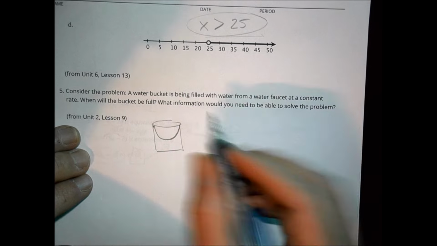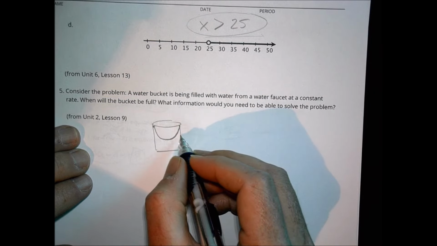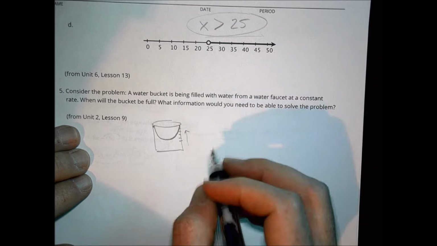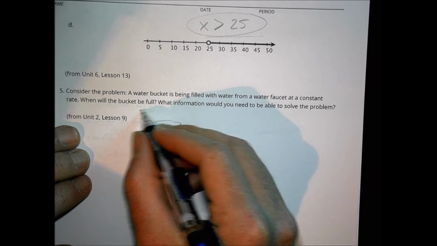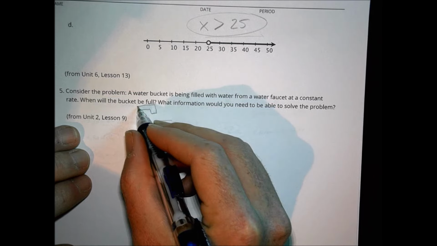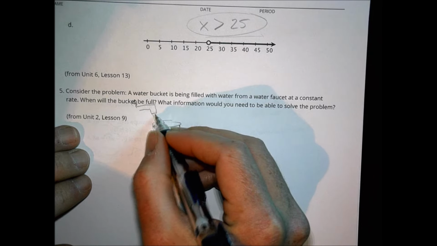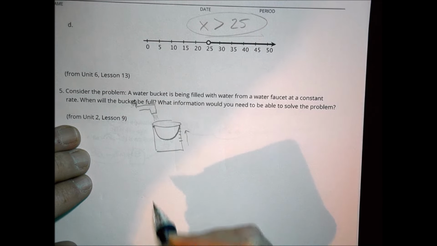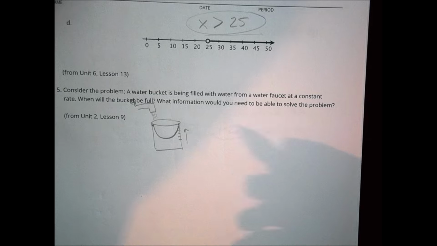You'd probably want to know the height of the bucket, how high up it has to go before it is full. You would probably want to find out what the water flow rate's going to be, so you would know how quickly it's filling up. So those are all things that you'd want to know to be able to figure that out.